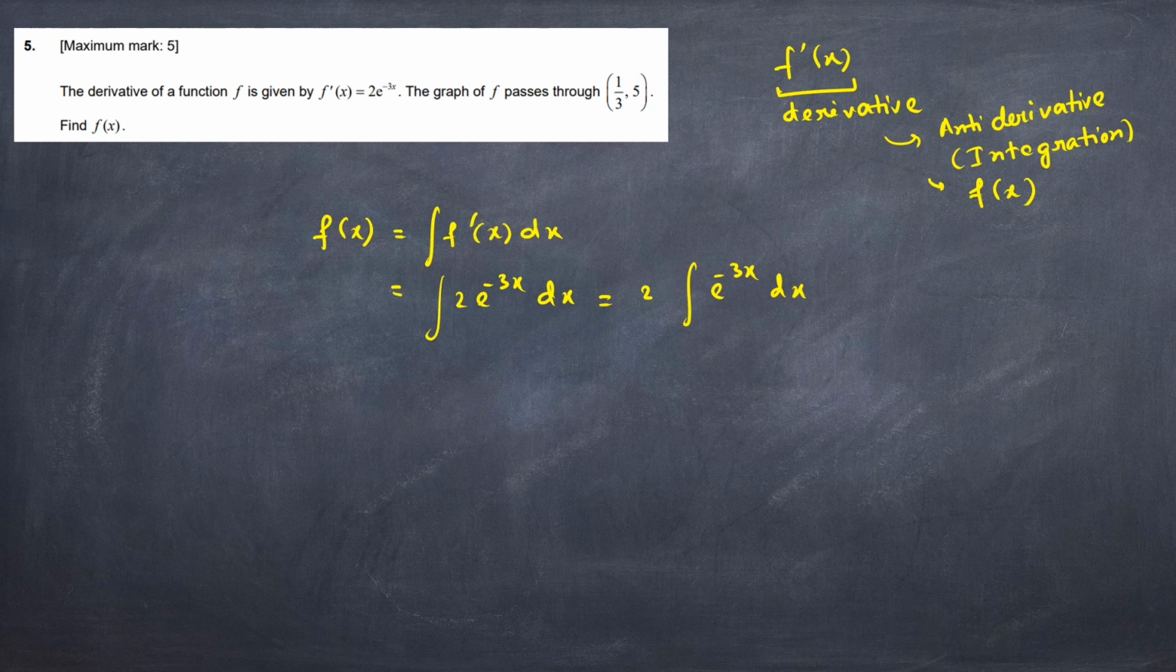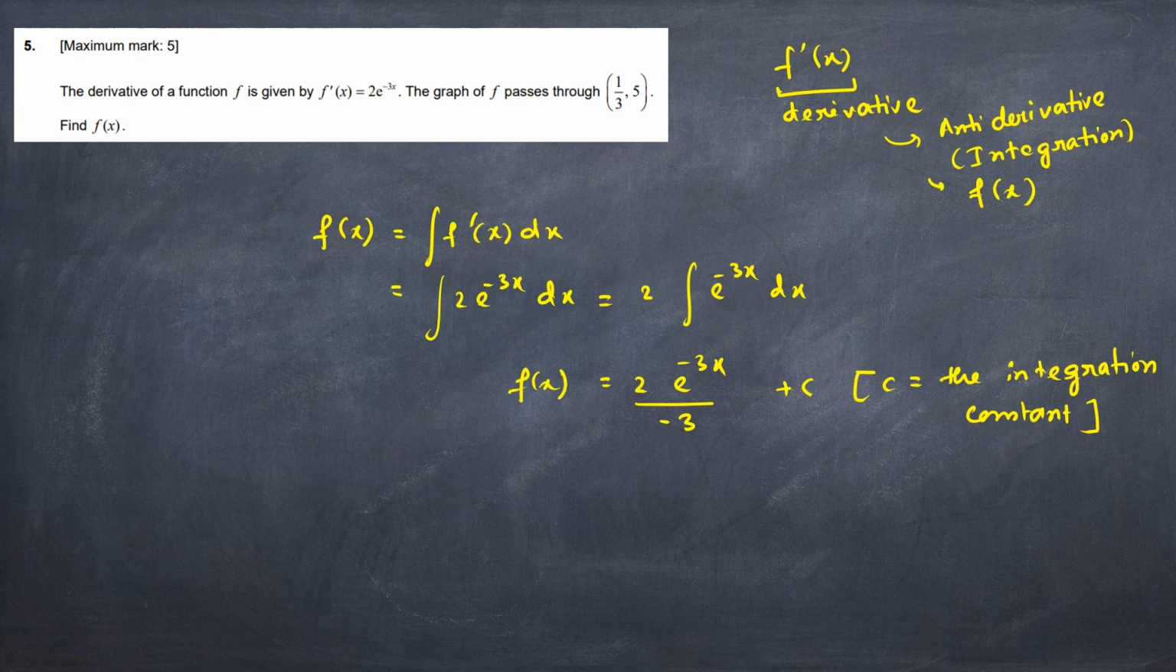According to the rule of integration, now we will integrate this. So 2 e to the power minus 3x divided by minus 3, and here it will be plus c, where c is the integration constant. Now the most important thing: this is the value of f(x), so we need to find out the value of c. How will we calculate that?